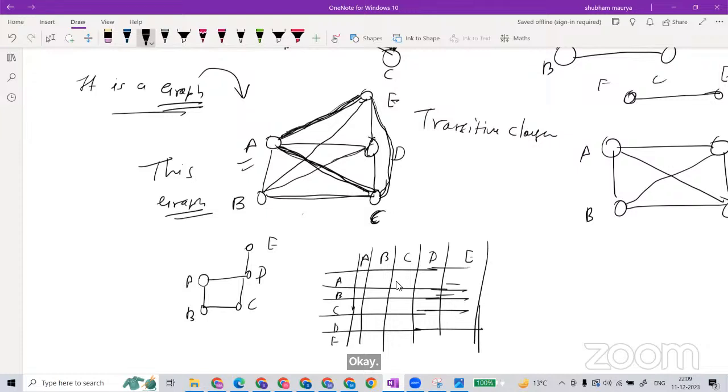So first, A and D, we have an edge between A and D. So this is 1, and this is an undirected graph. There is no issue. A and D, and A and B we have. And B and C we have. And C and D we have, so this is 1. And the rest we will fill with 0. You can easily check that this is going to be your adjacency matrix.